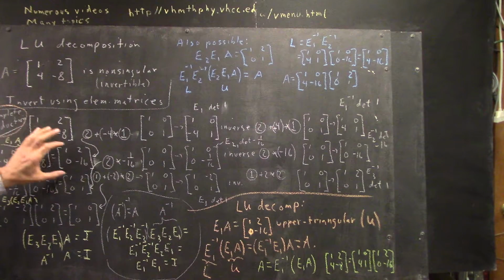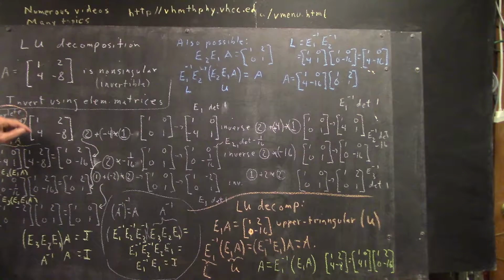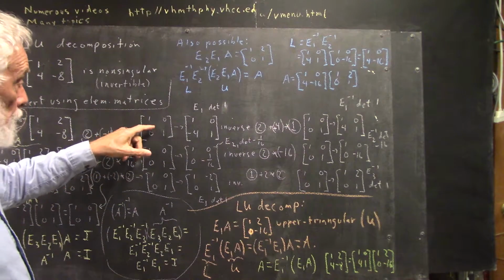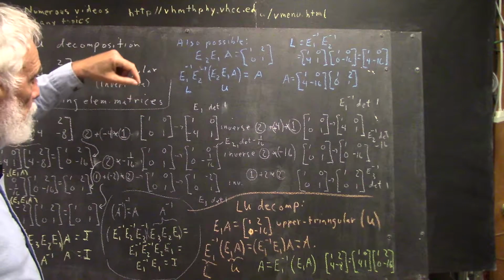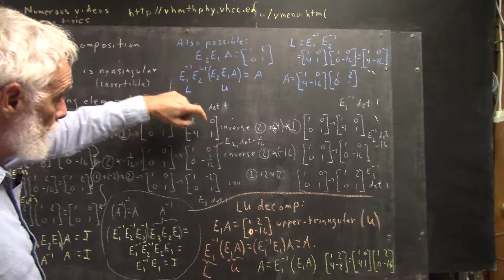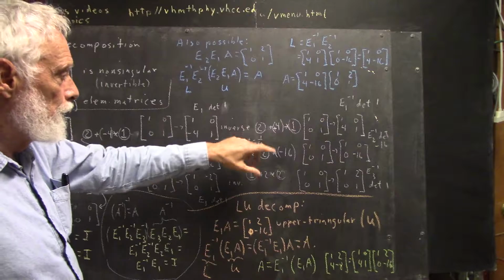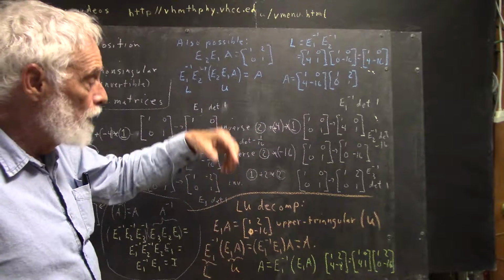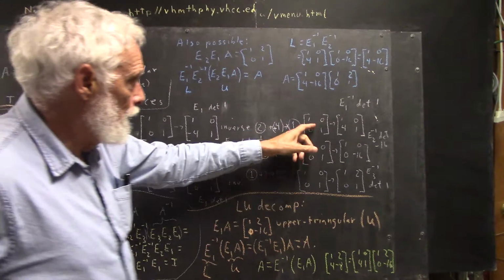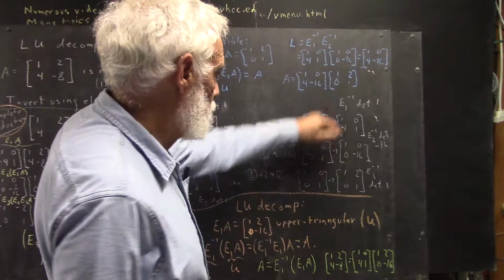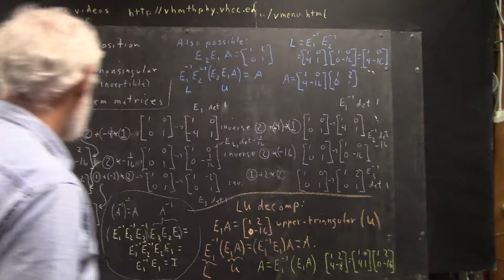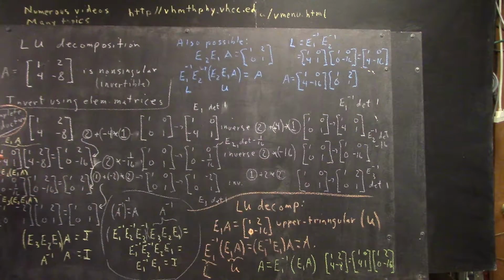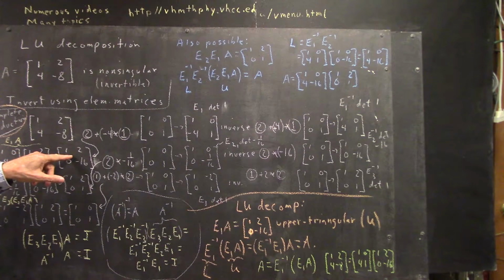First step in reducing the system, add -4 times the first row to the second. The elementary matrix that adds -4 times the first row to the identity is this. The matrix that undoes that adds 4 times the first row to the second, an elementary matrix, so the inverse elementary matrix is this. Multiply by the elementary matrix, and we get this matrix.